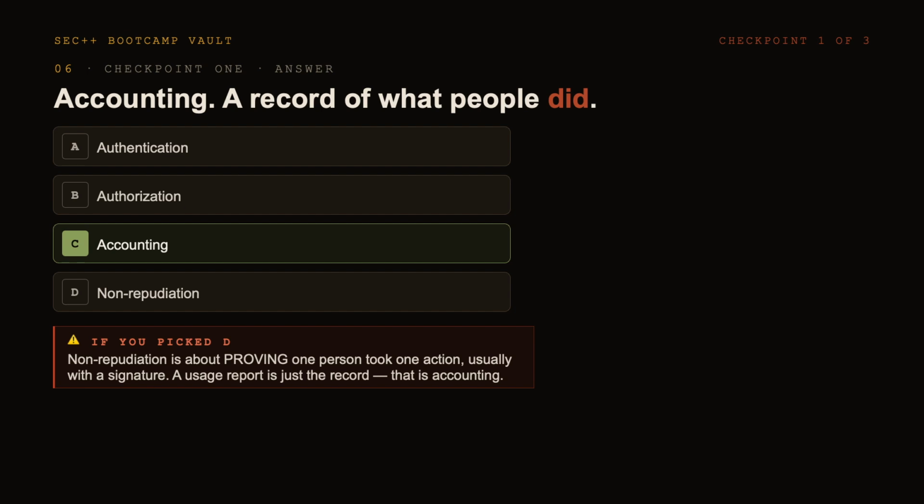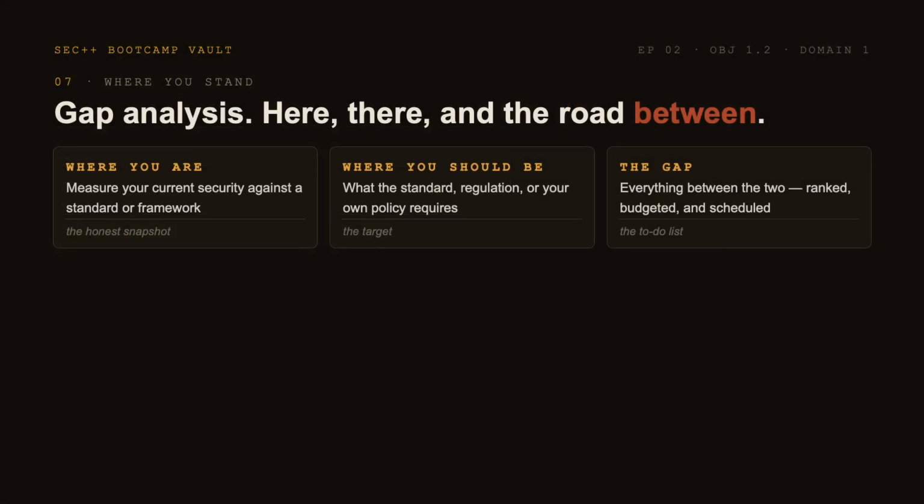Pause now. The answer is C. Accounting. A report of who accessed what and when is the record-keeping side of AAA. It is not authentication, nobody is logging in. It is not authorization, nobody is being granted access. And it is not non-repudiation, because nothing is being cryptographically proven. It is simply the log of what people did. That is accounting.